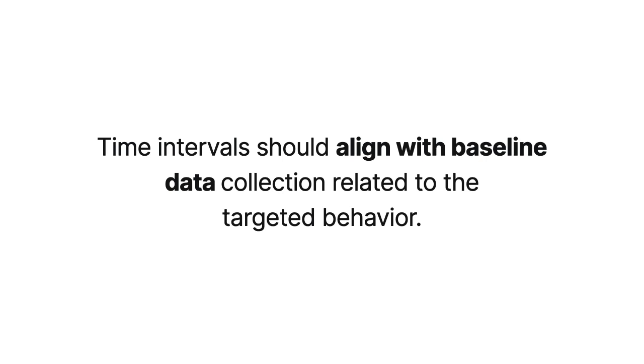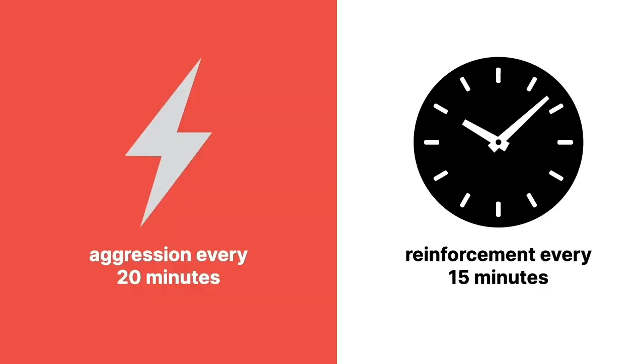To increase the probability that students frequently access reinforcement through fixed interval differential reinforcement of other behavior procedures, time intervals should align with baseline data collection related to the target behavior. For example, for a student who engages in physical aggression approximately every 20 minutes, time intervals included in a fixed interval differential reinforcement of other behavior procedure may begin at approximately every 15 minutes. Then, as occurrences of physical aggression decrease, the length of the intervals can be gradually increased.